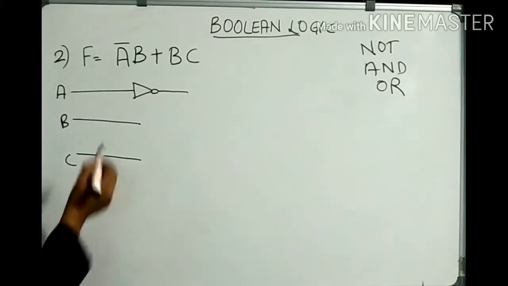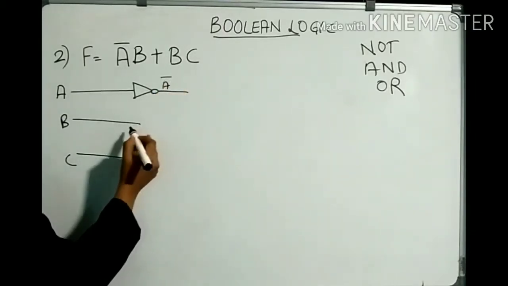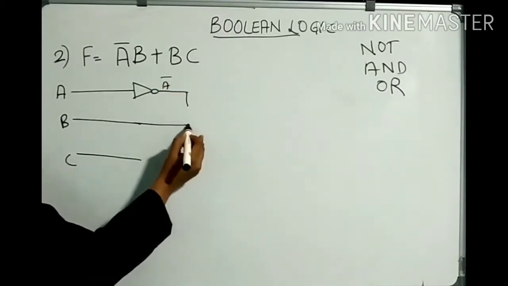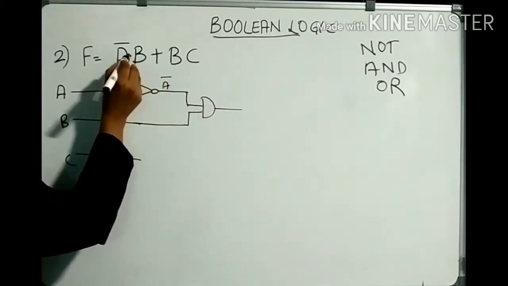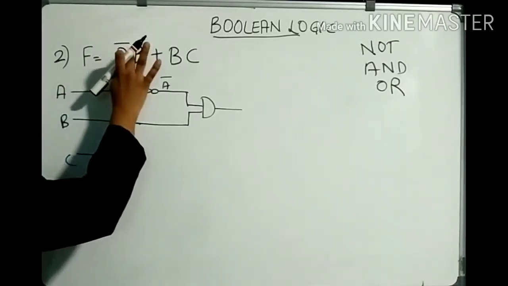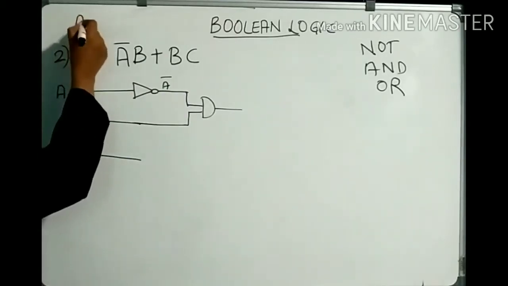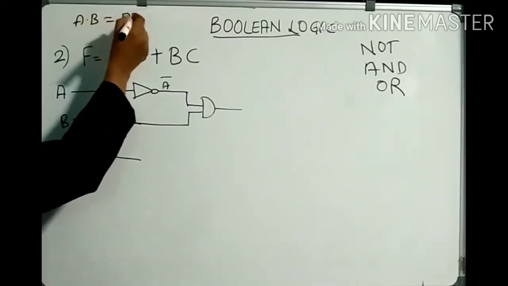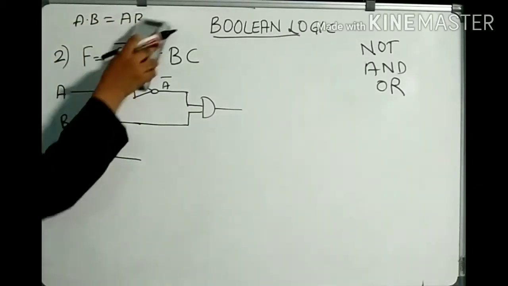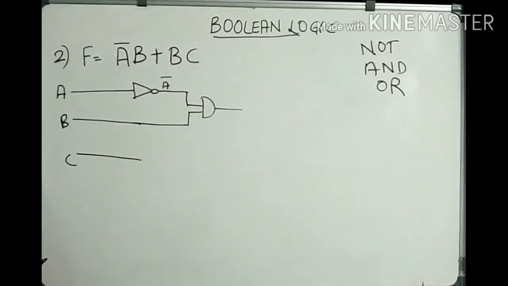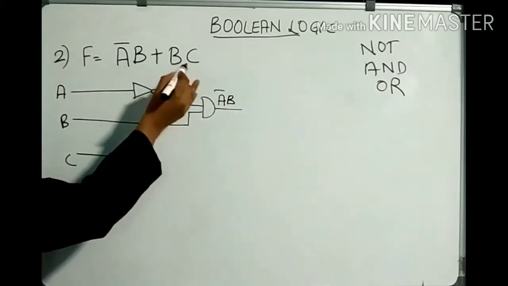So let us see A bar B. This is A bar and this is B. So we have to give an AND here, because there is an AND operation. A dot B is equal to AB, so either we can provide a dot operator, or instead we can write it like that. Both are the same. So that is done. So the output will be A bar B and BC.